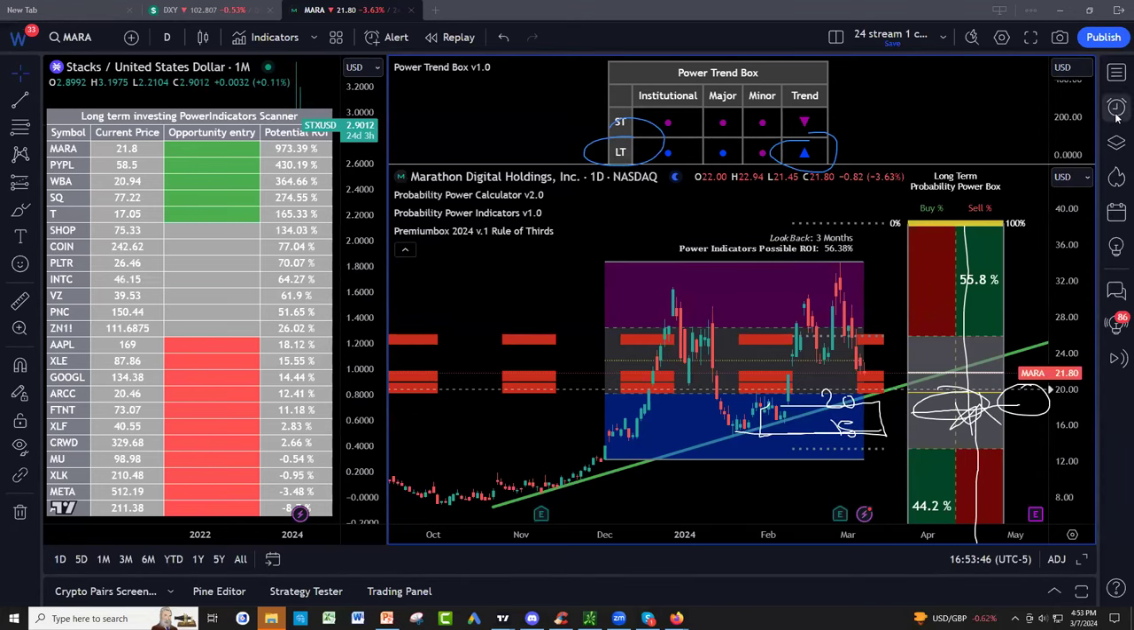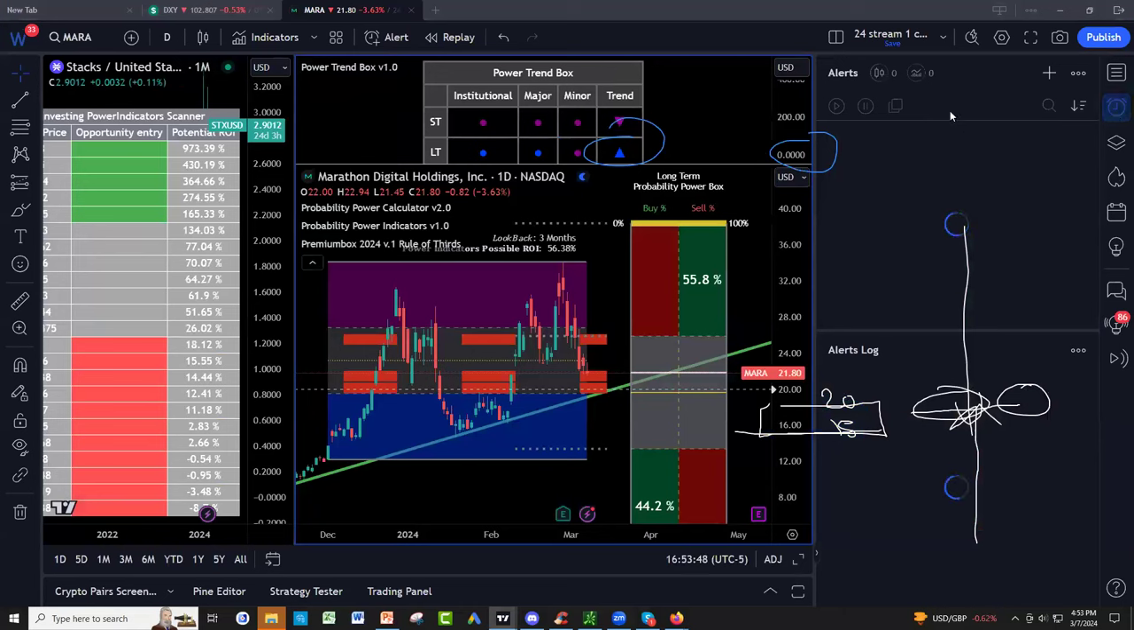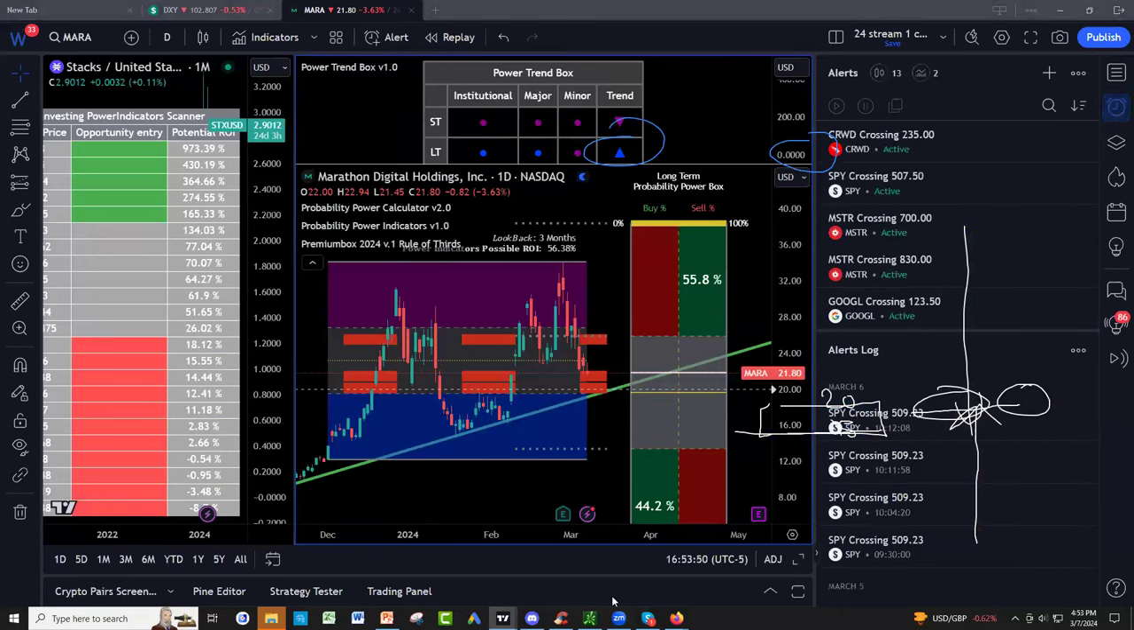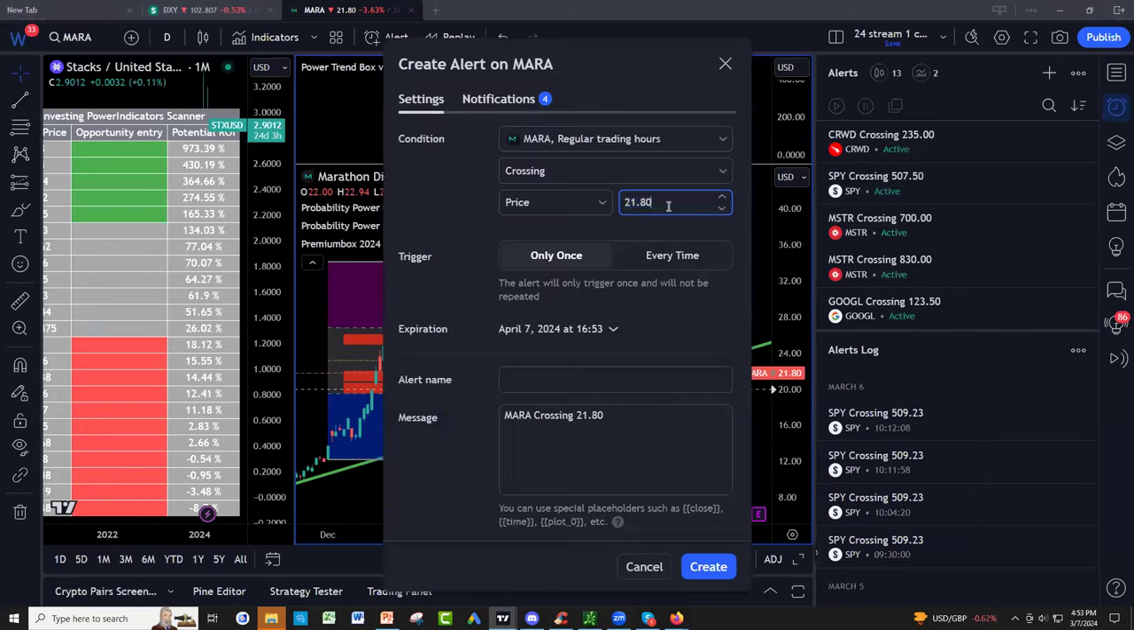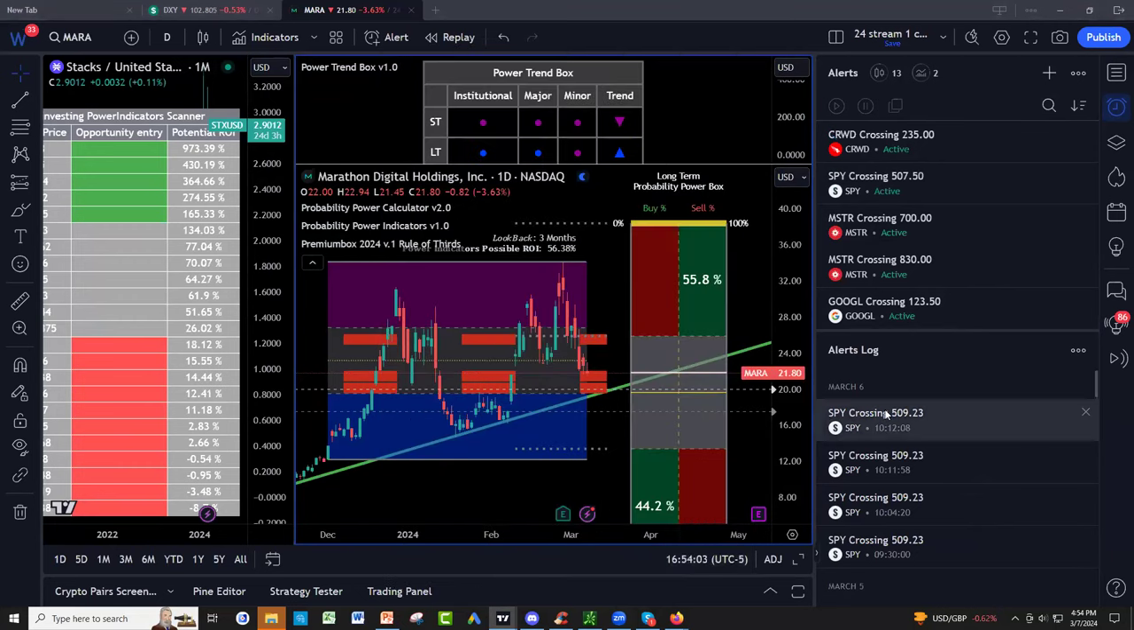Well, I go here on the clock and look what I'm going to do now. I'm going to set up an alert. That's simple. Plus sign, alert at 17.50 for Mara. Boom, done. Then I go and I wait. And each time it crosses 17.50, I'm going to get an alert on my phone and on my computer.